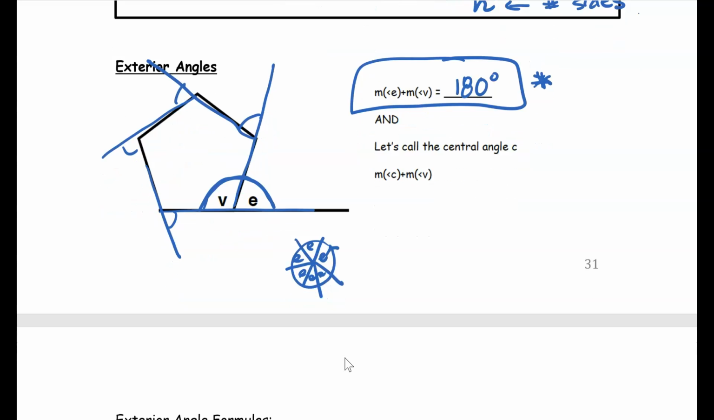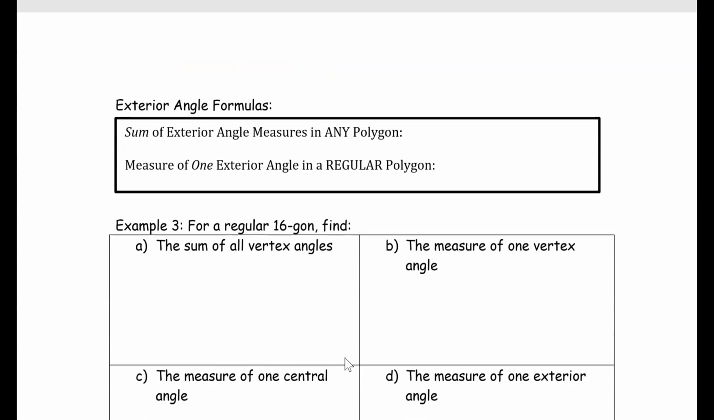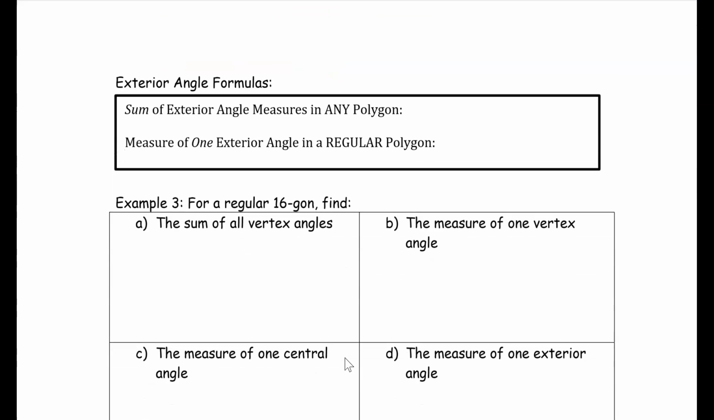So if we scroll down here, we can see in the box we've got the exterior angle formula. The sum of exterior angles in any polygon is always 360. And if you want to know the measure of one exterior angle in a regular polygon, then you just divide that by n, which is the number of sides. So exterior angles and central angles in regular polygons will always be the exact same because they always add up to 360. So let's do an example where we bring all of this together.